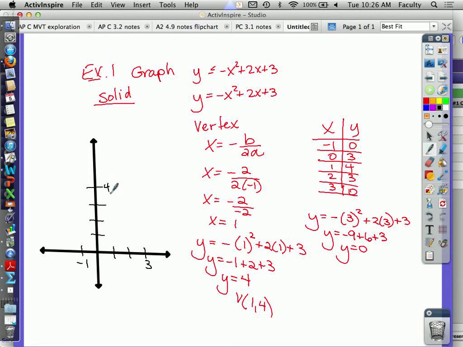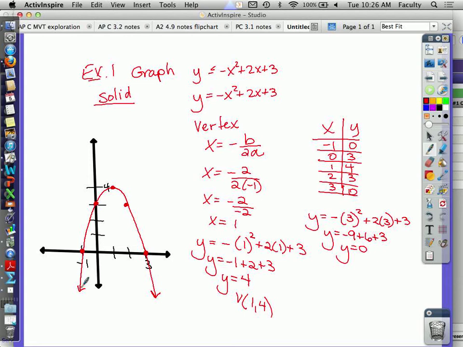Alright, so now what we're going to do is plot a solid parabola. Here's negative 1, 0, 0, 3, 1, 4, 2, 3, 3, 0. We said it's solid. And it opens down, and shouldn't it? Because the a was negative from ax squared plus bx plus c.